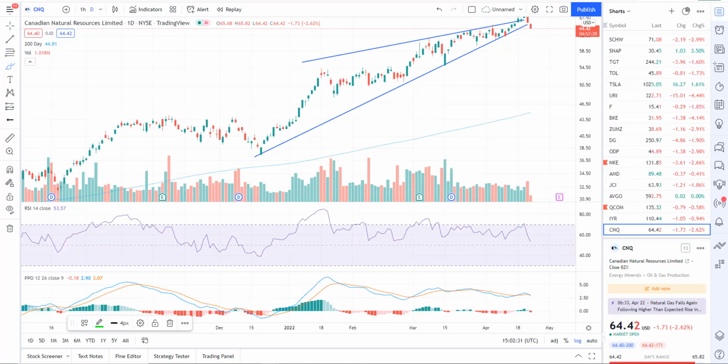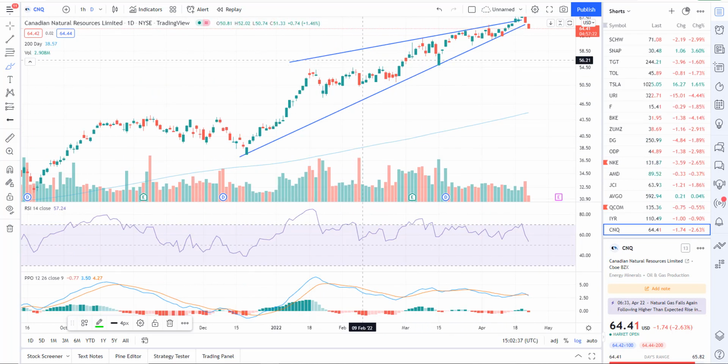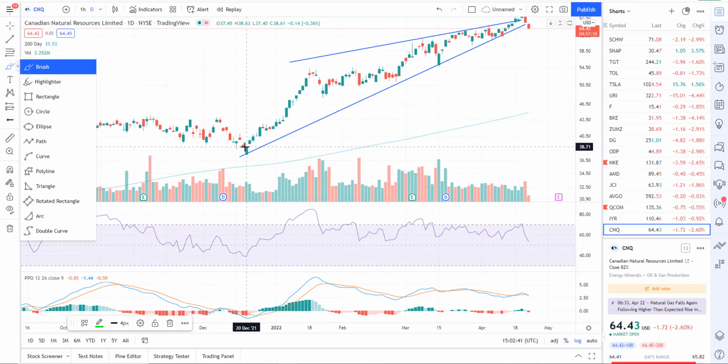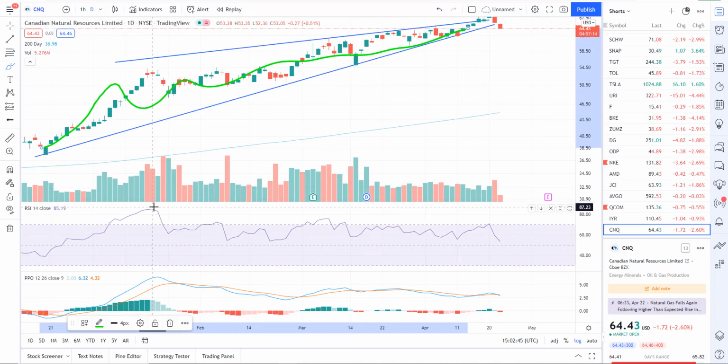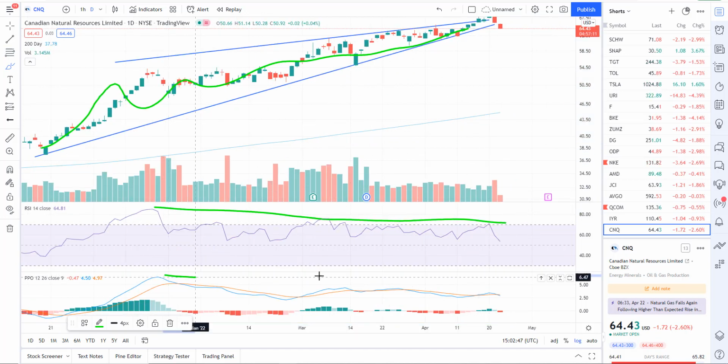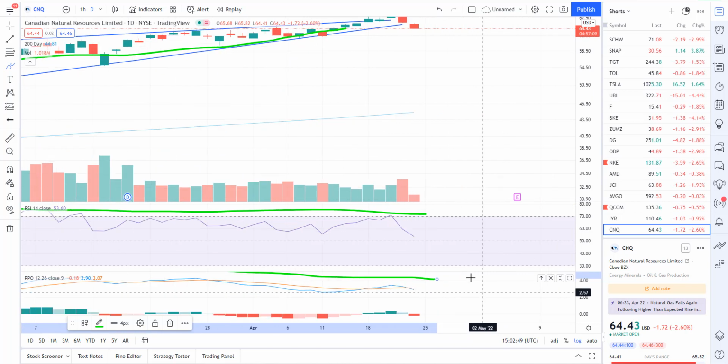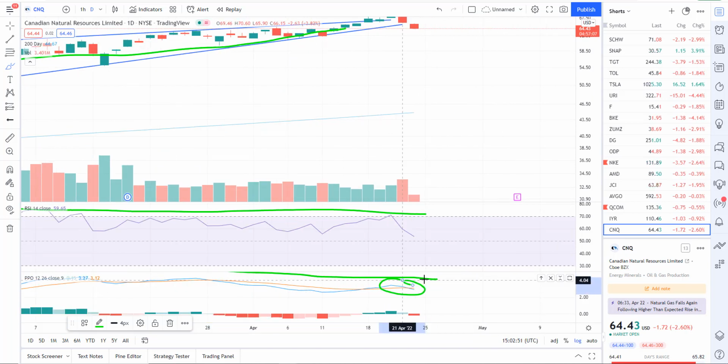Okay, new trade idea, CNQ. This is an oil play as well. We've got a sell signal as of today as well. So looking at the daily chart, bearish rising wedge. This pattern goes back to December. So bearish rising wedge here. Negative divergence on the RSI and the PPO. We got the bearish crossover right there.